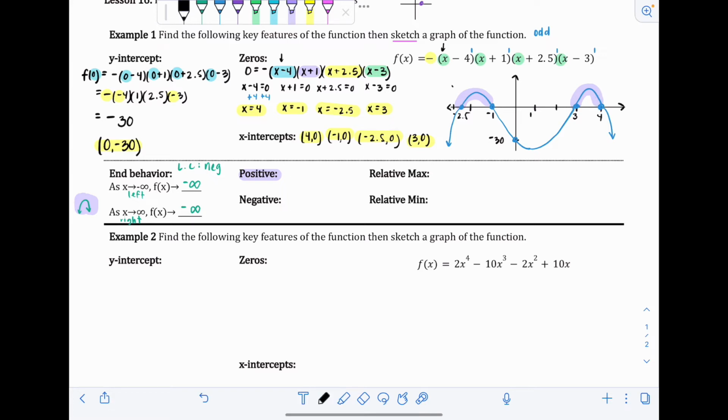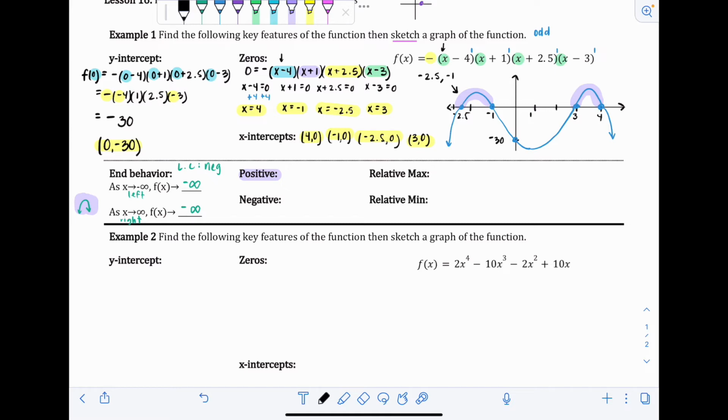So this section starts being positive right here at negative 2.5 and ends being positive right there at negative 1. So that would be negative 2.5 to negative 1. And remember, this is interval notation, so it goes within parentheses or brackets.